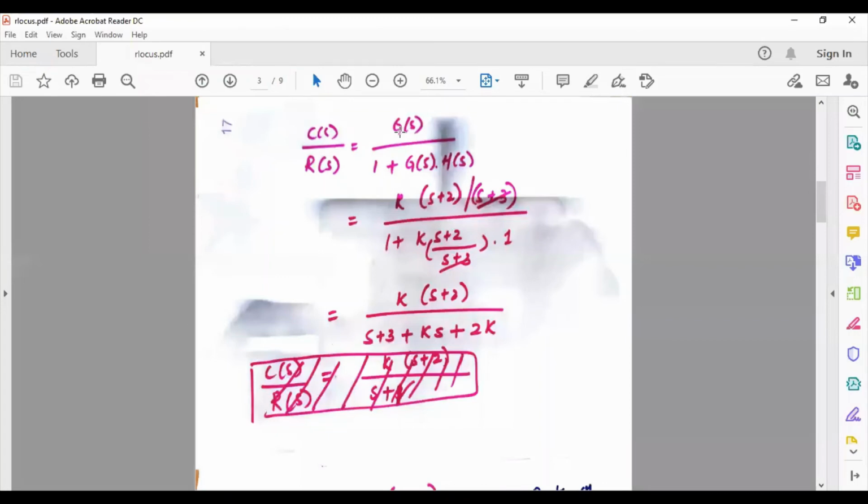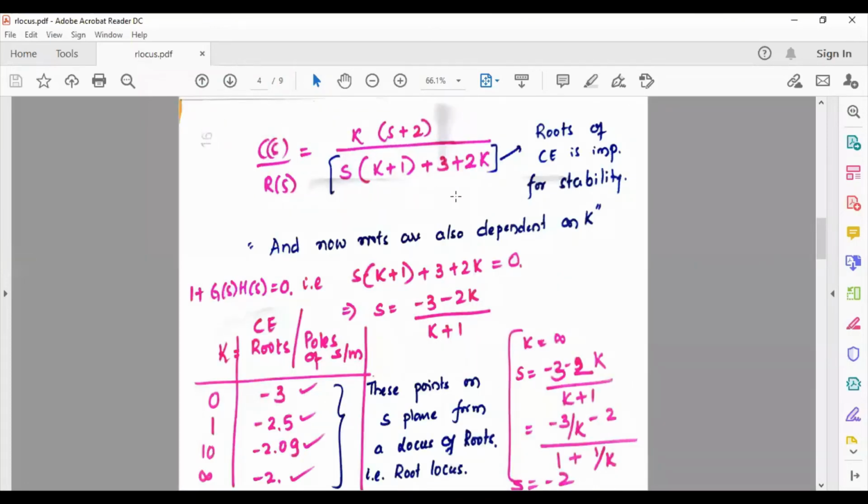So this is g of s, which is k into g dash of s, and this is our closed loop transfer function. So k into s plus 2 divided by s plus 3, over 1 plus k into s plus 2 divided by s plus 3 into unity feedback 1. So this is equal to, s plus 3 getting cancelled, we will have k into s plus 2 in the numerator, and s plus 3 is taken as common. So s plus 3 plus ks plus 2k. Simple algebra. Fine. So this is our overall transfer function now.